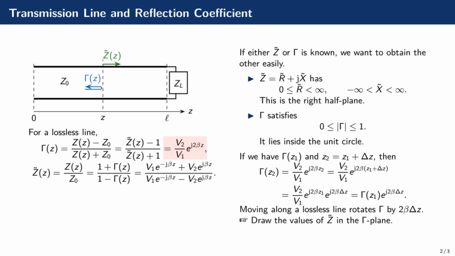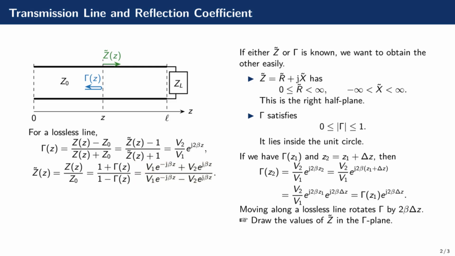For a lossless line, the reflection coefficient can also be expressed as the ratio of the reflected wave to the incident wave. It is v2 over v1 times exponential of j2 beta z. Conversely, z tilde is 1 plus gamma divided by 1 minus gamma. The normalized impedance can also be written using the wave traveling in the positive z direction and the reflected wave traveling in the negative z direction.